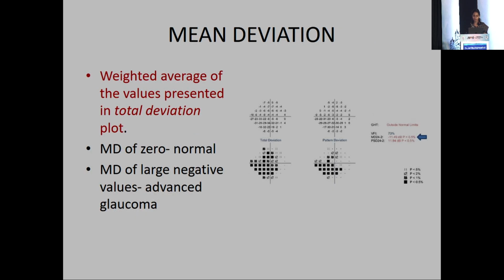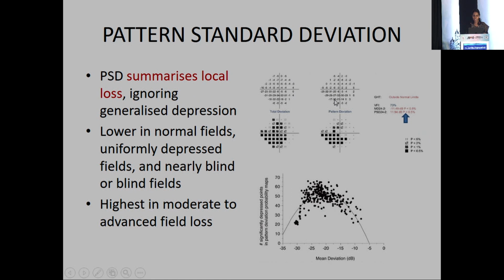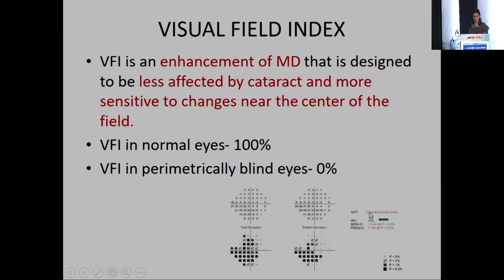Mean deviation is the weighted average of the values presented in the total deviation plot. The more negative the mean deviation value, the more the defects. Pattern standard deviation summarizes the localized loss, ignoring the generalized depression, but it follows a non-linear pattern. If you see here, it's lower in both the normal and the perimetrically blind field, and is highest in the moderate to advanced field loss. Because of its non-linear pattern, it's not generally used in progression analysis.